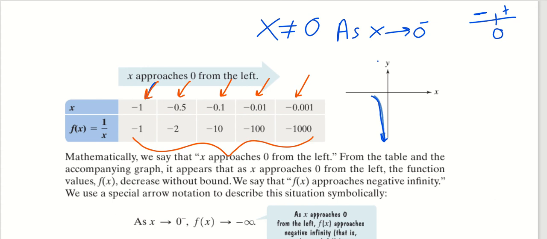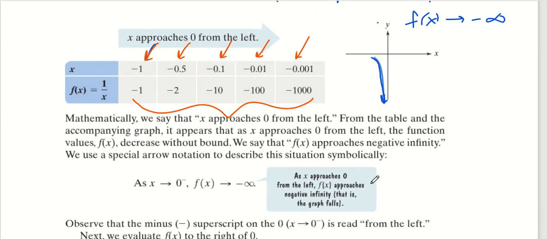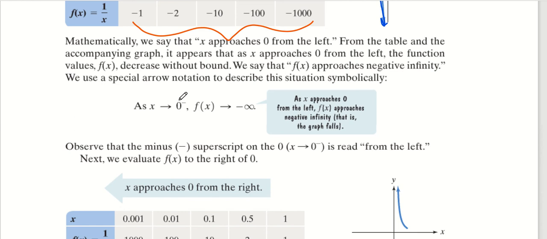So if x is approaching 0 with this symbol here, that means that we're approaching it from values that are on the left-hand side. What's happening to the outputs in our function values is that they are approaching negative infinity. Okay, so that's this new notation: as x approaches 0 from the left, f of x is approaching negative infinity.